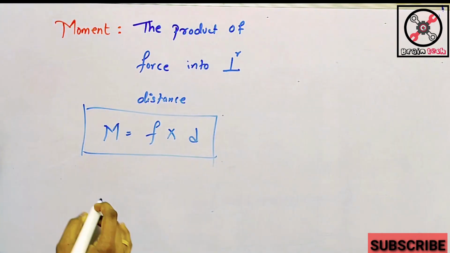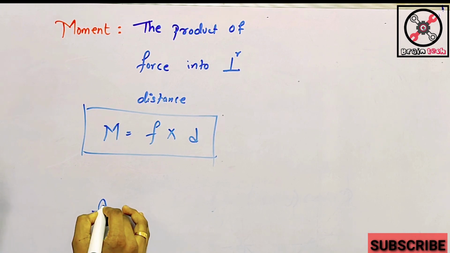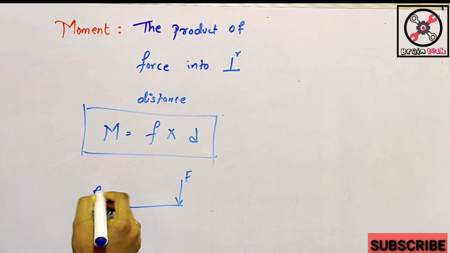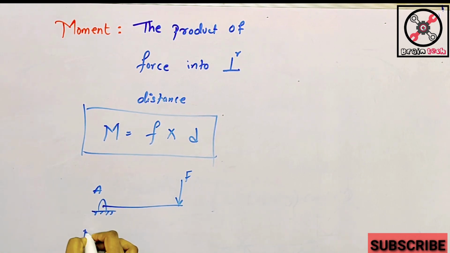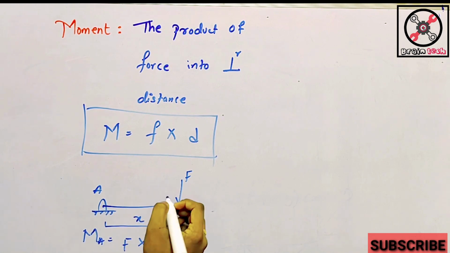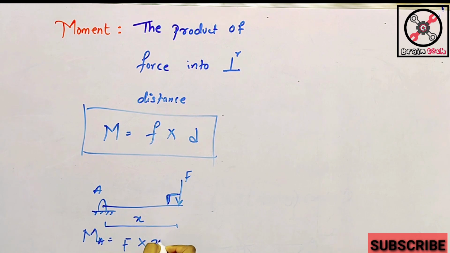For example, suppose this is a point, here is a load F and A. So if you say moment about A is force into distance, the distance should be perpendicular to the force. So the distance is perpendicular to the force, F into X. So this is the moment. This is a mathematical relation of moment.